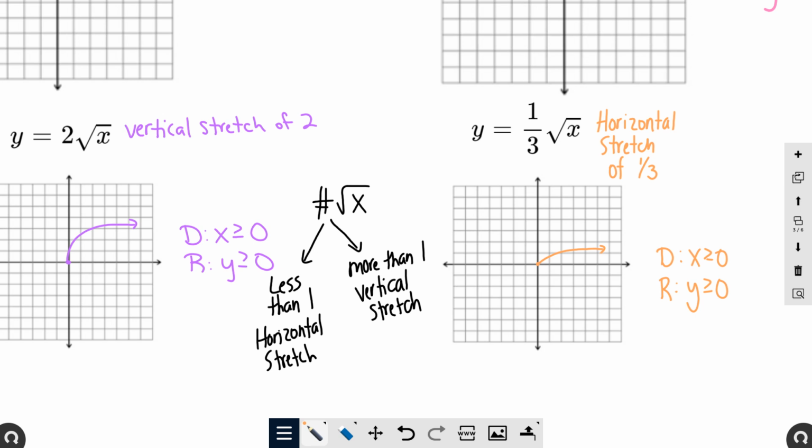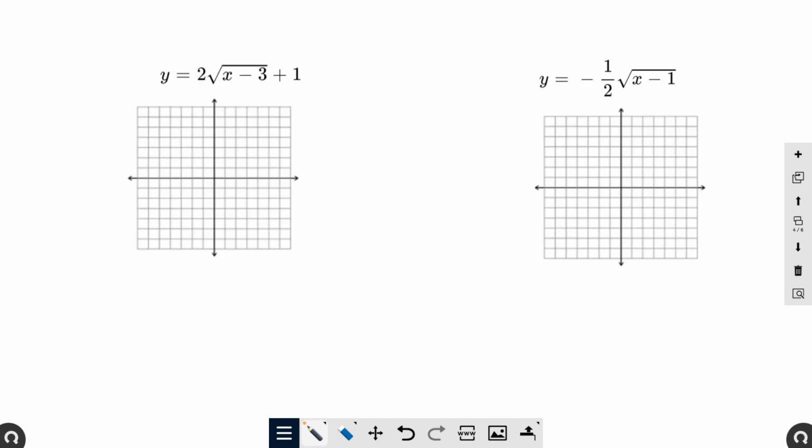So we've talked about all the different types of translations that you can have. Up, down, left, right, horizontal stretch, vertical stretch, and reflection. So there are 7 of them to think about. Up, down, left, right, vertical, horizontal stretch, and reflection. Just those 7. But think about what they do. So let's put it all together.